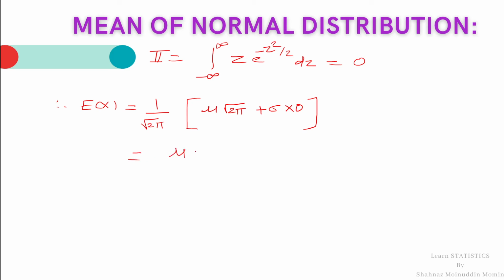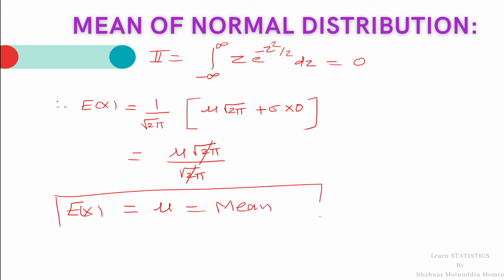So it is mu under root 2 pi divided by root 2 pi. This root 2 pi gets cancelled, which is equal to mu. Hence, the expected value of x, which is the mean of a random variable x, is equal to mu, the first parameter of a normal distribution. In this lecture, we calculated the value of mean for the normal distribution with parameters mu and sigma, and it comes out to be the parameter mu, which is equal to mean.